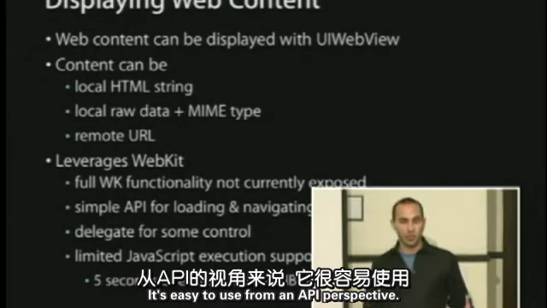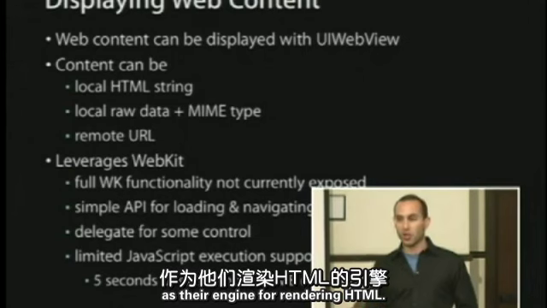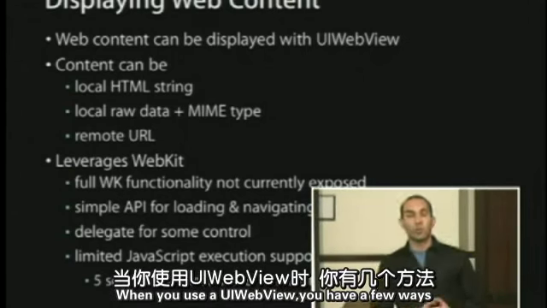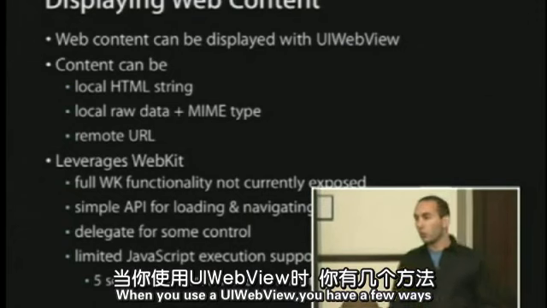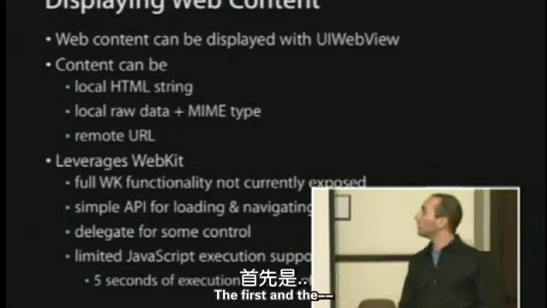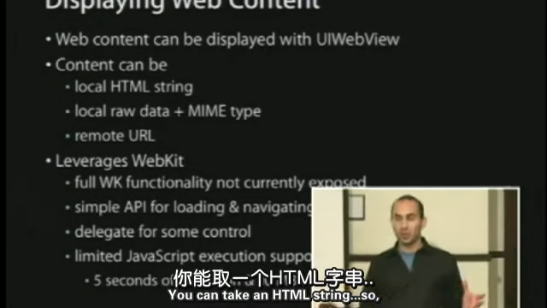It's easy to use from an API perspective. Even a lot of the competitor products are using WebKit as their engine for rendering HTML. So that's what's under the hood. When you use a UIWebView, you have a few ways that you can load stuff into that web view. The first, and actually that's the last one on the list. You can take an HTML string, right?